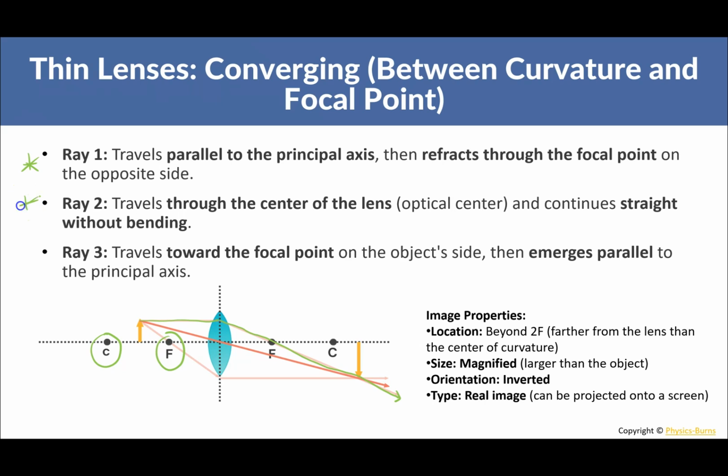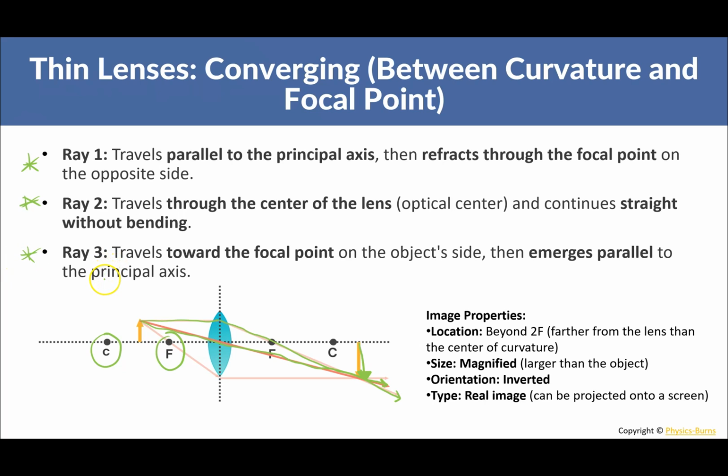Ray number 2 travels through the center of the lens, the optical center, and continues straight without bending. So pretty similar, anyway, to last time when we learned about mirrors. We're going through the center and it just goes straight through. And then we already have two pieces of information. We could draw what the image will look like. It'll look like this.